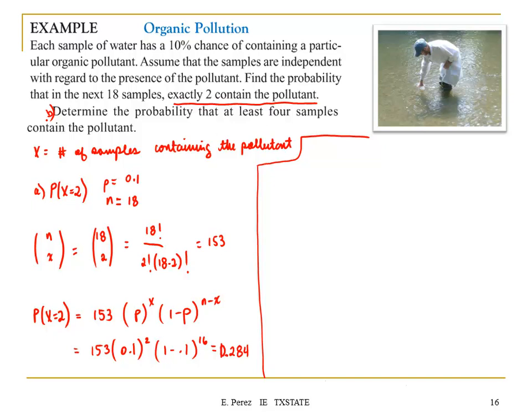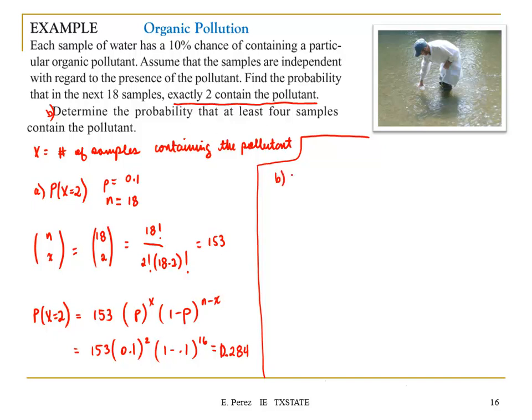I'll give you another chance to think. Look at it. Are you sure? Nope. That is correct. So at least means at least 4, so you have to include 4 and the numbers that go above. Okay, so this is how you express the probability for that particular example.